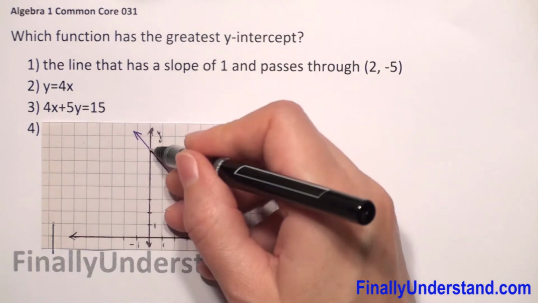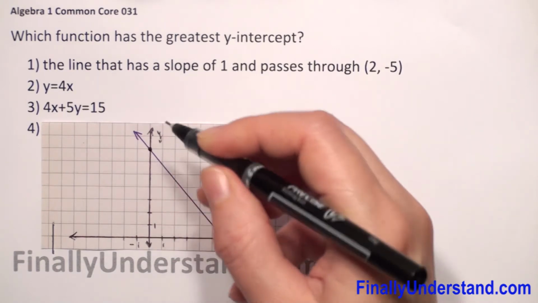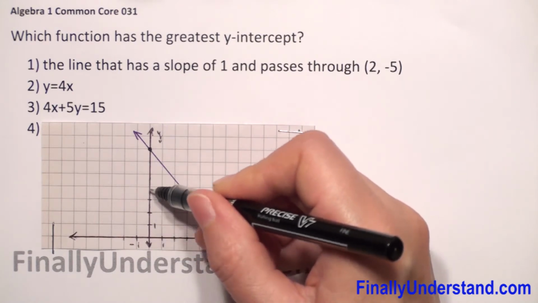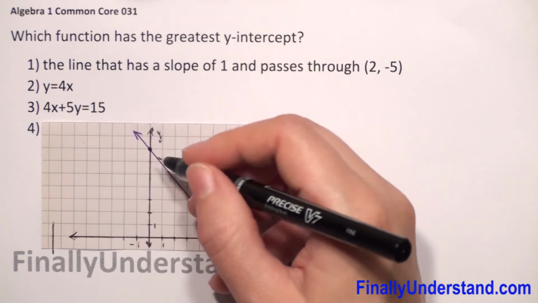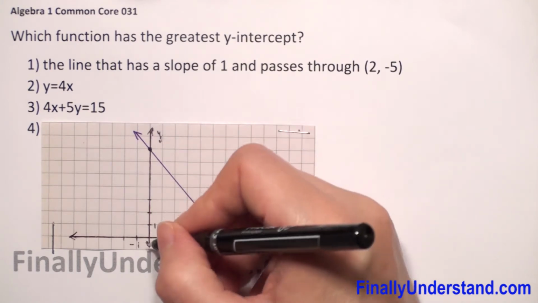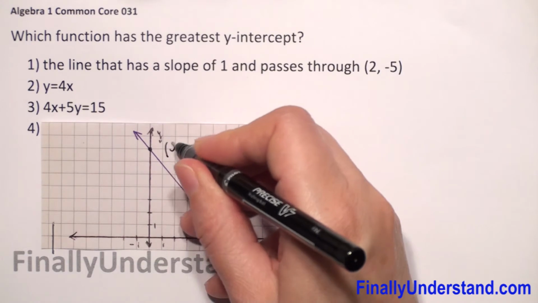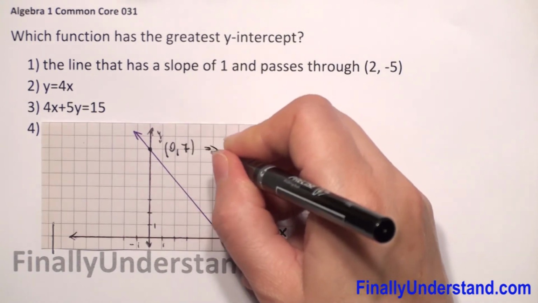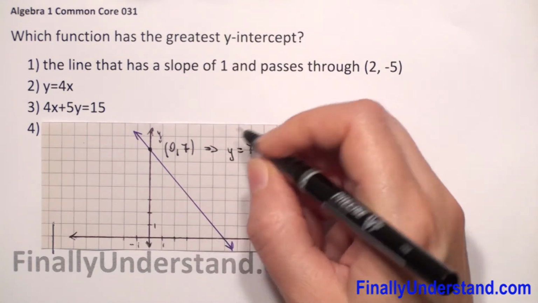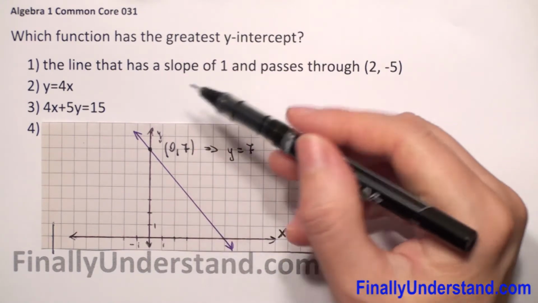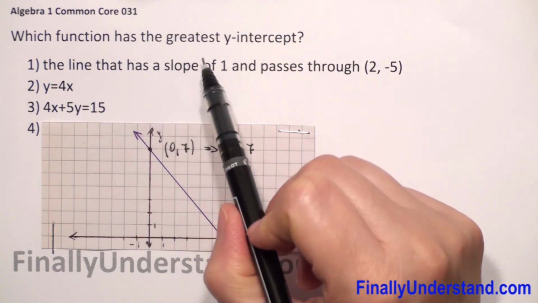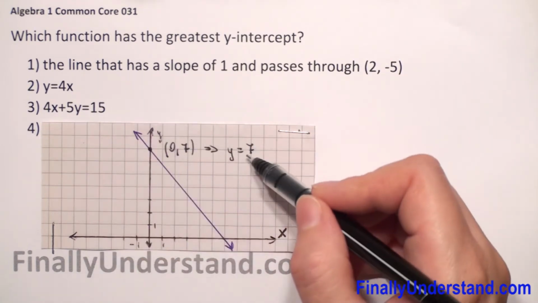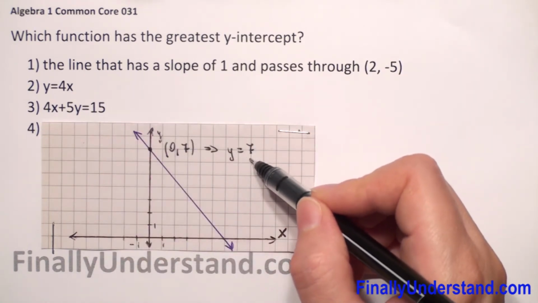We have this point, so we can find the coordinates of this point. This is 1, 2, 3, 4, 5, 6, 7. The y coordinate is 7, and here x is 0. So we have (0, 7). The value of y is 7. We need to find the greatest intercept of y. So for the fourth statement, we find y is 7.